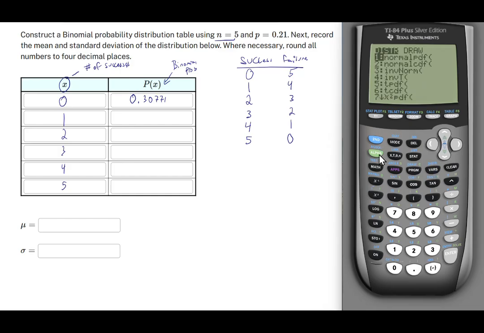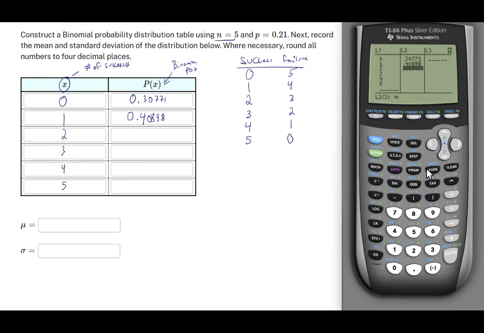And then we can go through the same process again, second distribution. There's a fast way of doing this by pressing alpha and math, which brings up the letter A. Make sure it's binom PDF. Change this to an x value of 1, because the table now is in the row for 1, which is 0.40898.